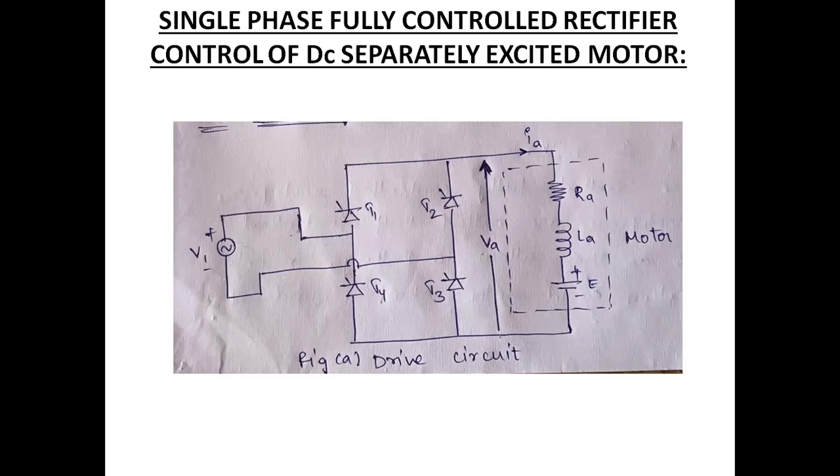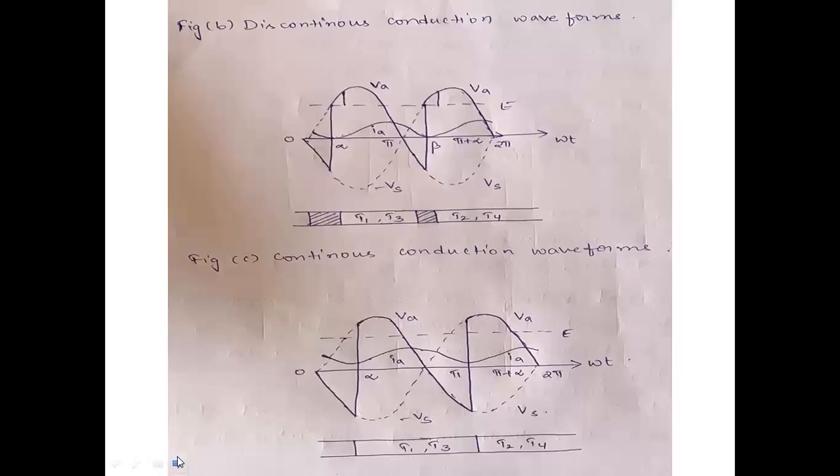Discontinuous conduction has several modes of operation, and the simple method of analysis is obtained only when the dominant mode of discontinuous conduction is taken into account. We can see discontinuous conduction in figures B and C. First, I am explaining figure B, discontinuous conduction.